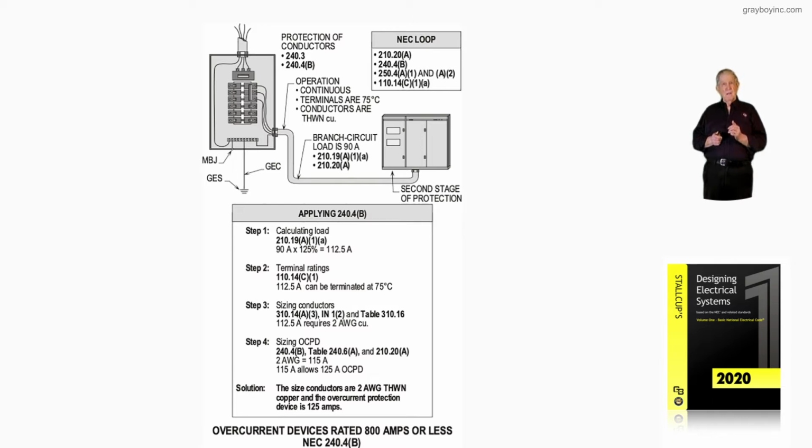Now, if we're over 800 amps, then we're going to see in 240.4(C), as in car, you'd have to round down. But we could apply 240.91(B), as in boy, and we could apply the 95% rule.